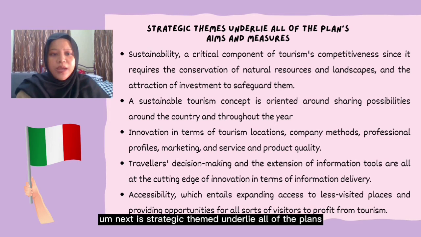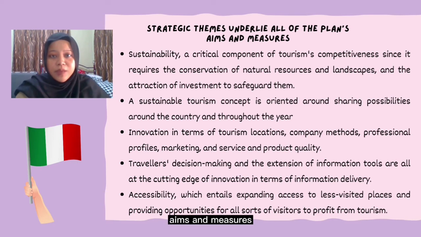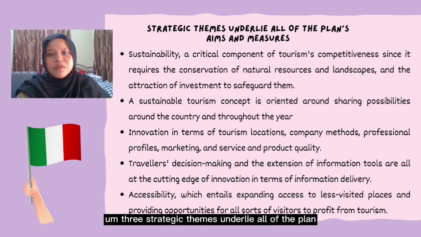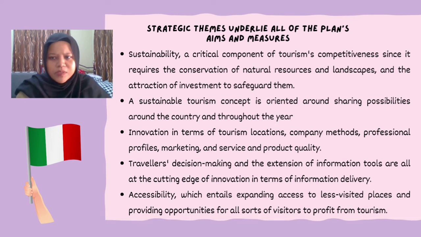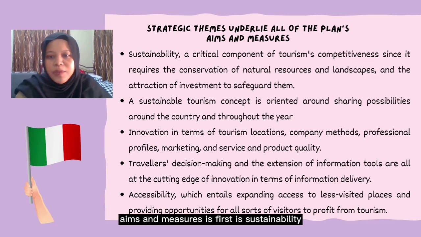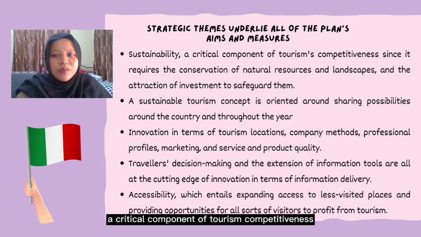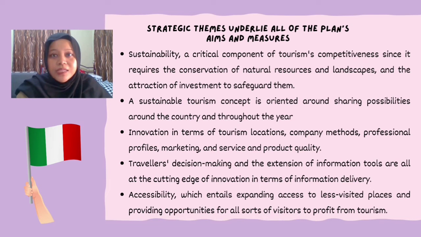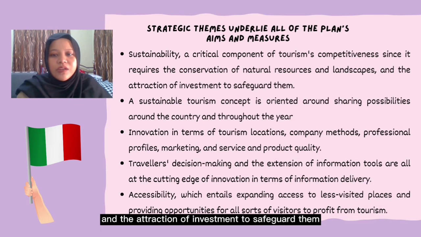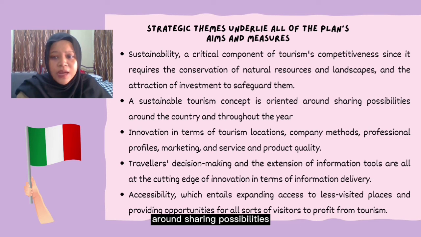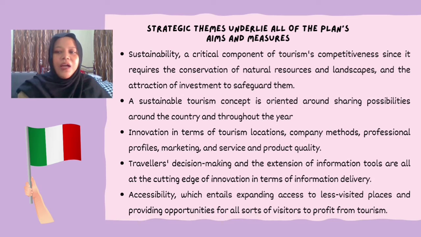Next are the strategic themes that underlie all of the plan's aims and measures. Three strategic themes underlie all of the plan's aims and measures. The first is sustainability, a critical component of tourism competitiveness since it requires the conservation of natural resources and landscapes and the attraction of investment to safeguard them. A sustainable tourism concept is oriented around sharing possibilities around the country and throughout the year, as well as providing jobs in new and old places.